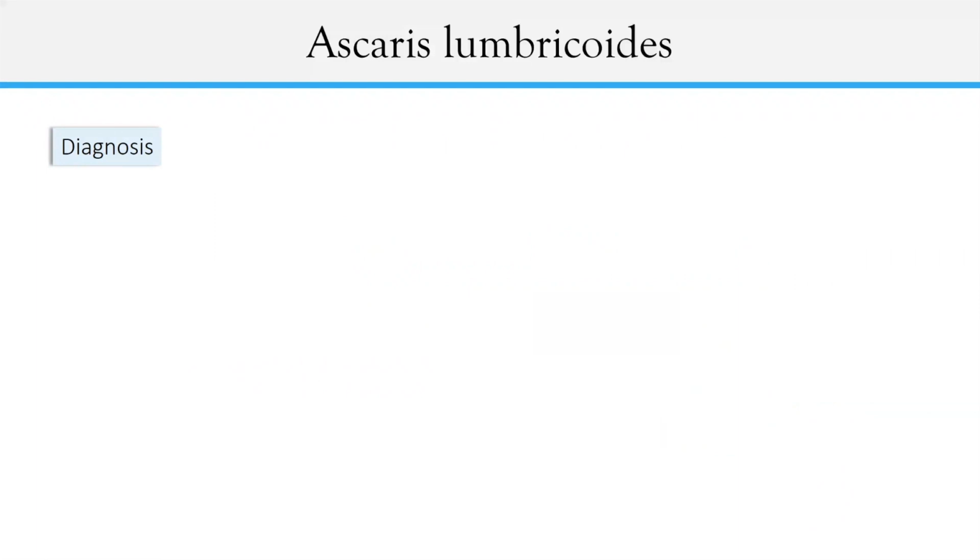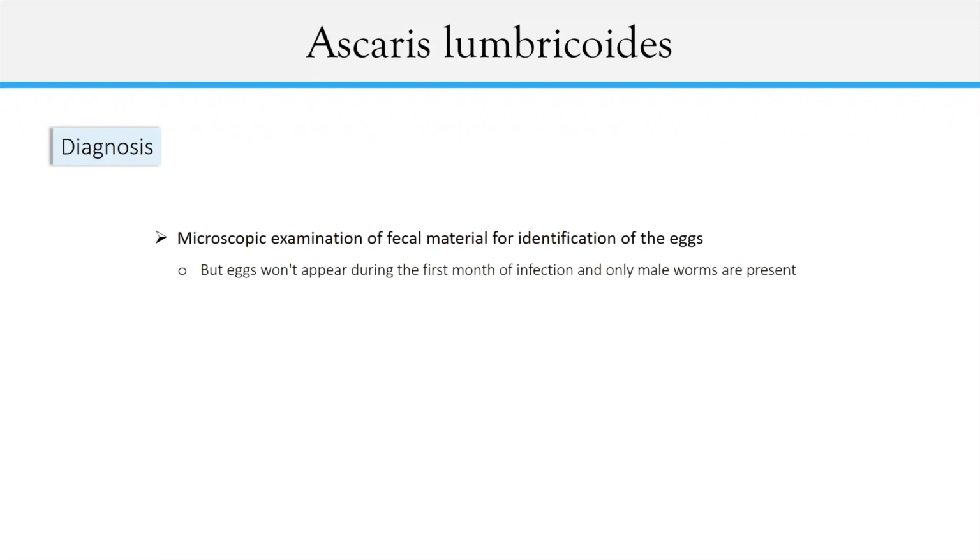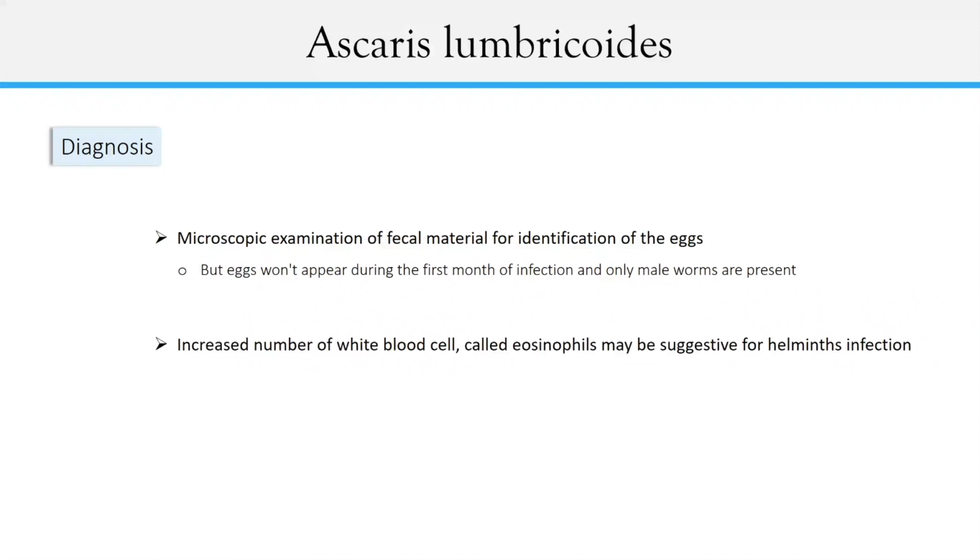Diagnosis of Ascaris lumbricoides: microscopic examination of fecal material should be done for identification of the eggs. But it is important to keep in mind that eggs will not appear during the first months of infection, and also if only male worms are present in the infected human. An increased number of white blood cells called eosinophils may be suggestive of helminth infection, but at the same time it is not specific for Ascaris lumbricoides.